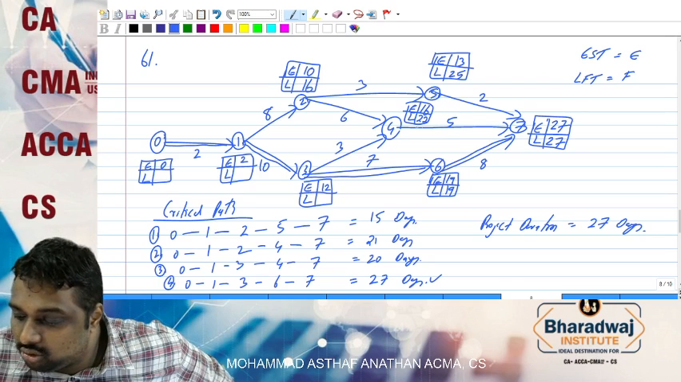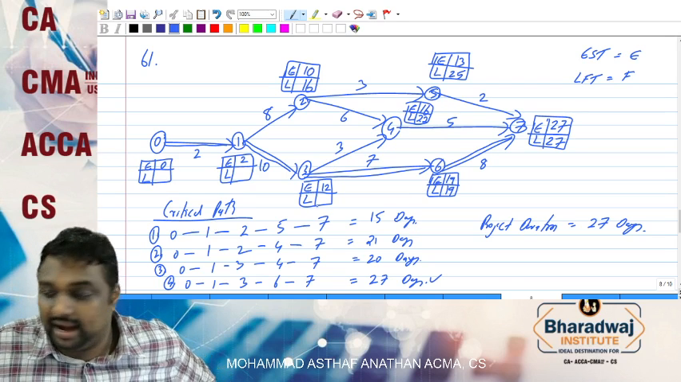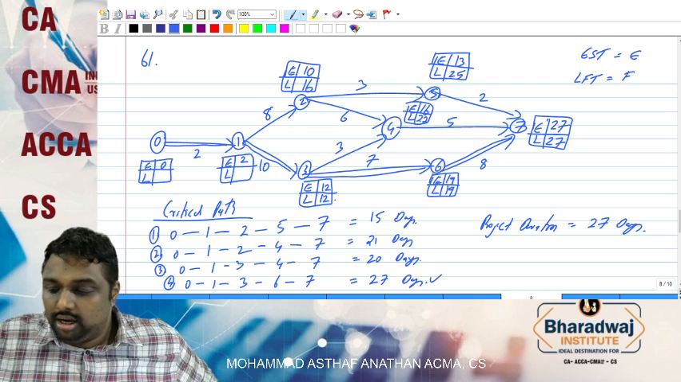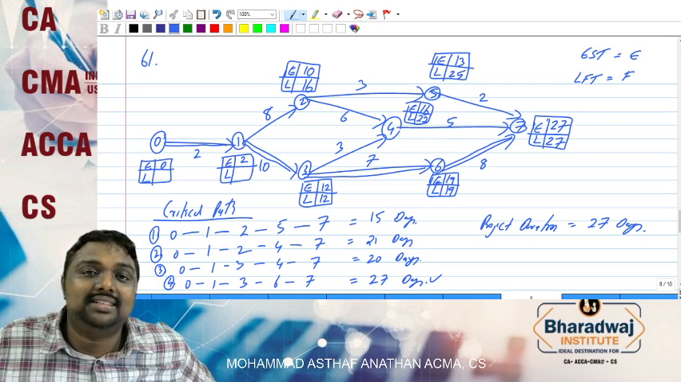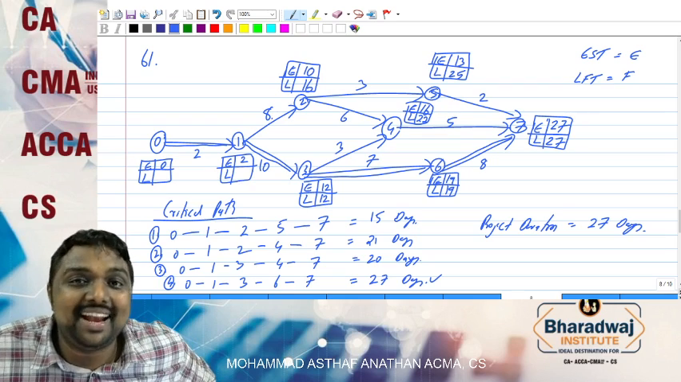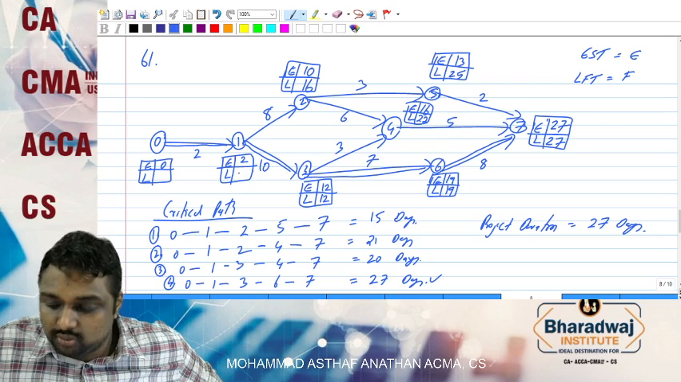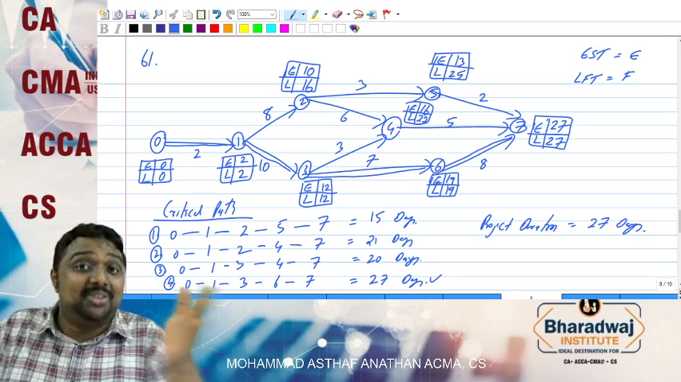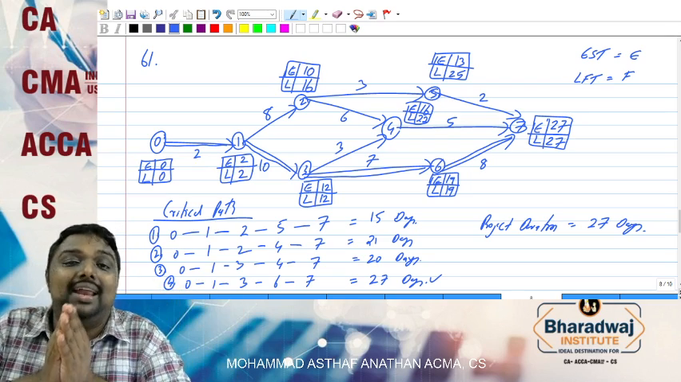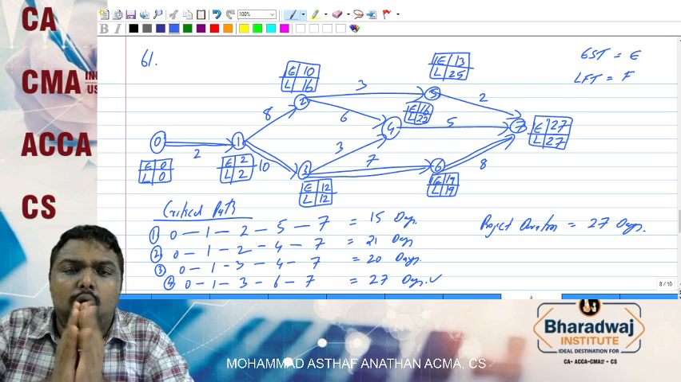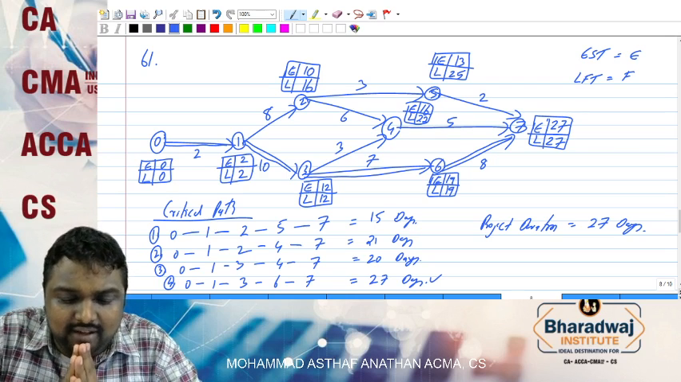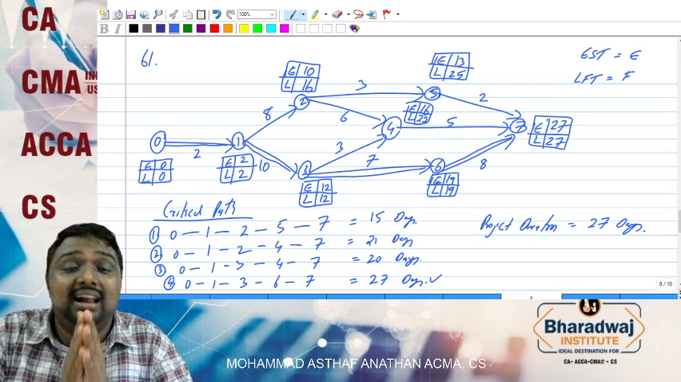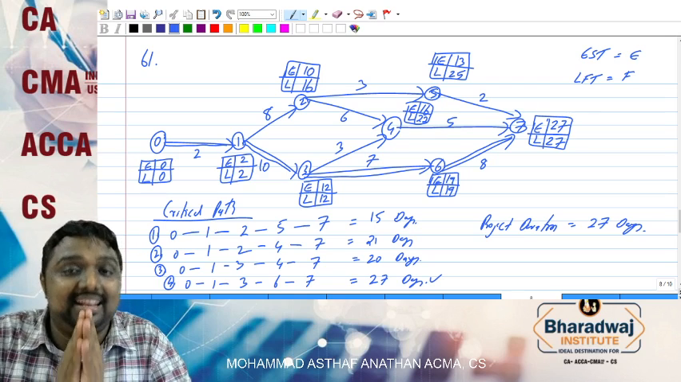Now 22 minus 3, we will have 19. 19 minus 7, we will have 12. Now we have 12. 12 minus 10, we have 2. 16 minus 8, we have 8. The lower one is what? 2. 2 minus 2, we will have 0. So how interesting. We have completed the E value and L value. Why do we need to complete E value and L value? Because E value and L value are needed to find out the earliest start time and latest finish time.